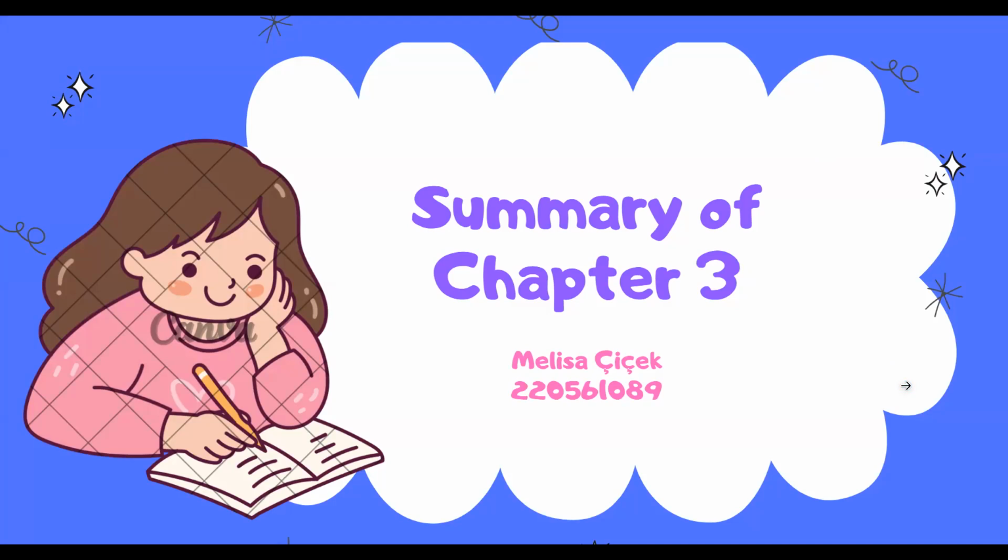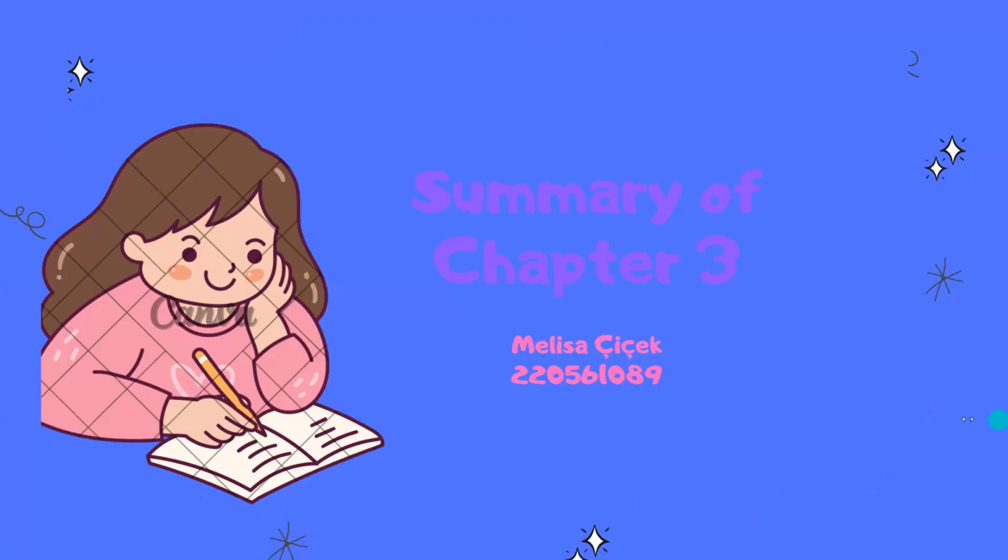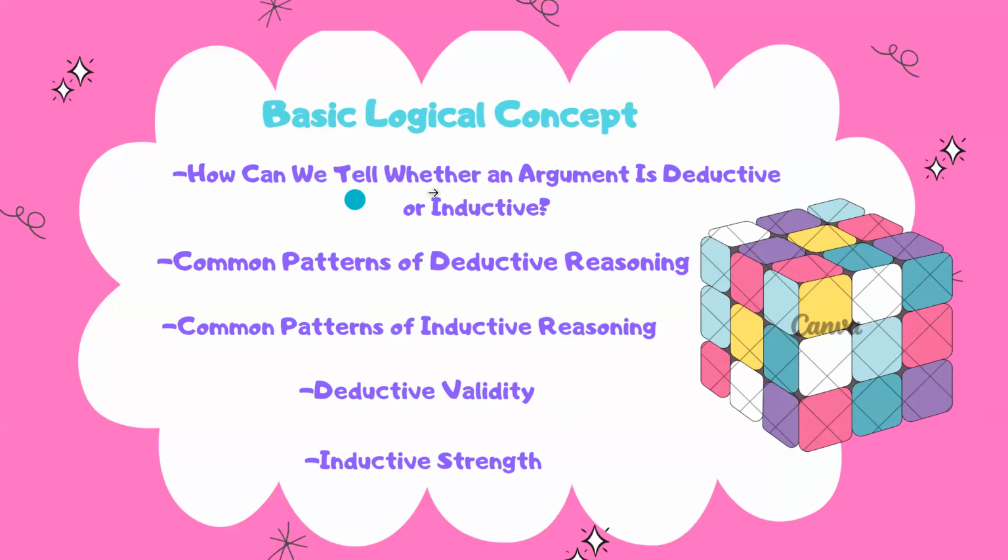The chapter is about basic logical concepts. It includes subheadings. The first one is how can we tell whether an argument is deductive or inductive? And the second one is common patterns of deductive reasoning. And the third one is common patterns of inductive reasoning. And the other one, deductive validity, and the other one, inductive strength. If you are ready, let's start it.